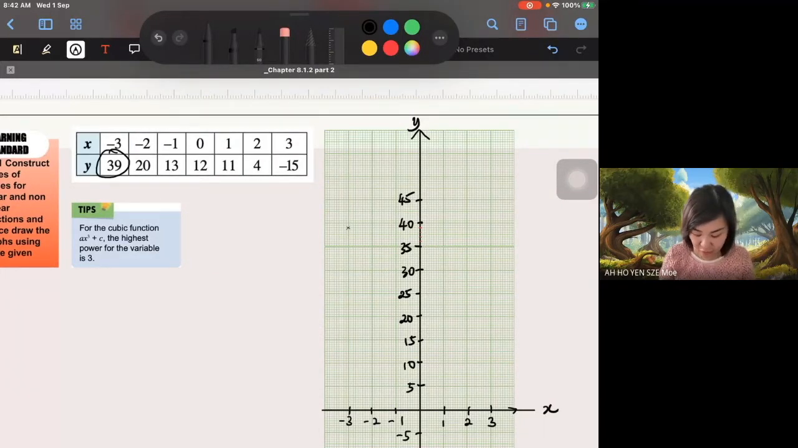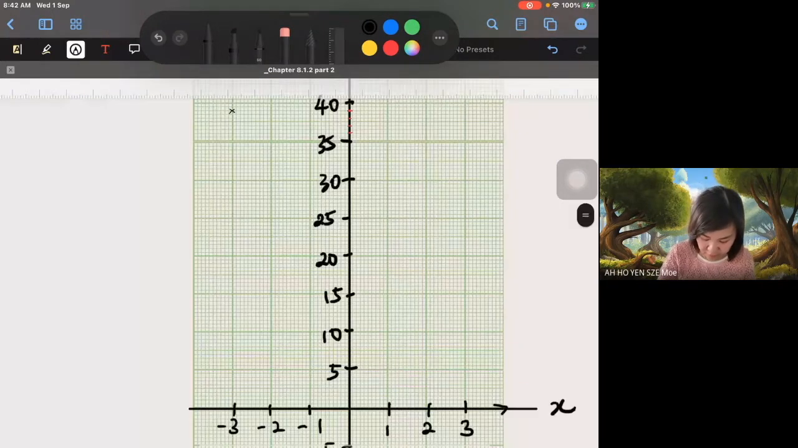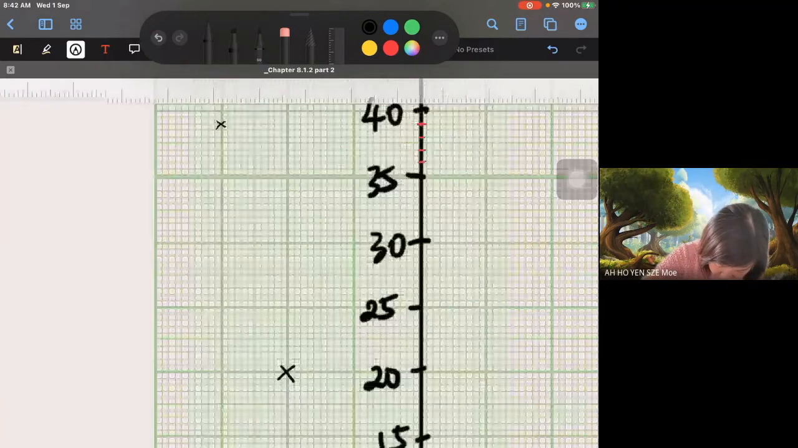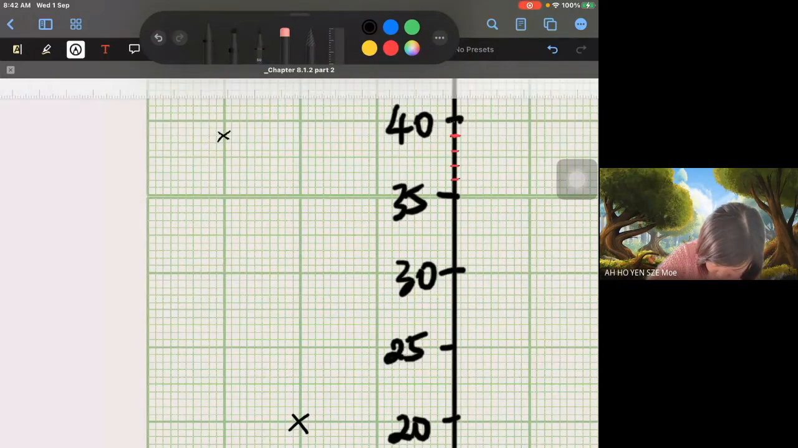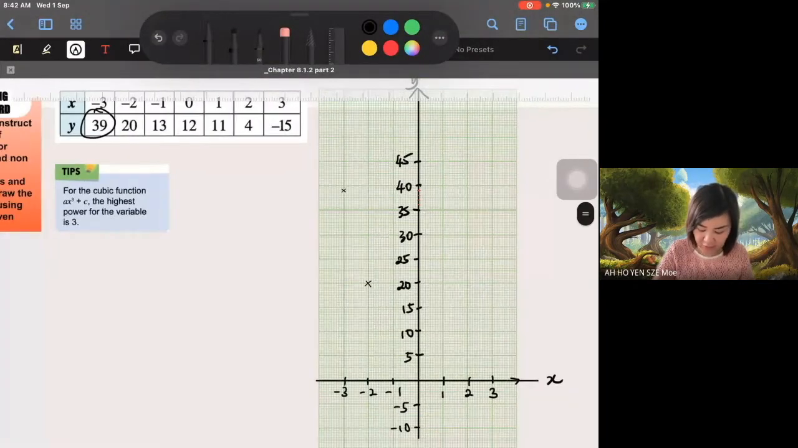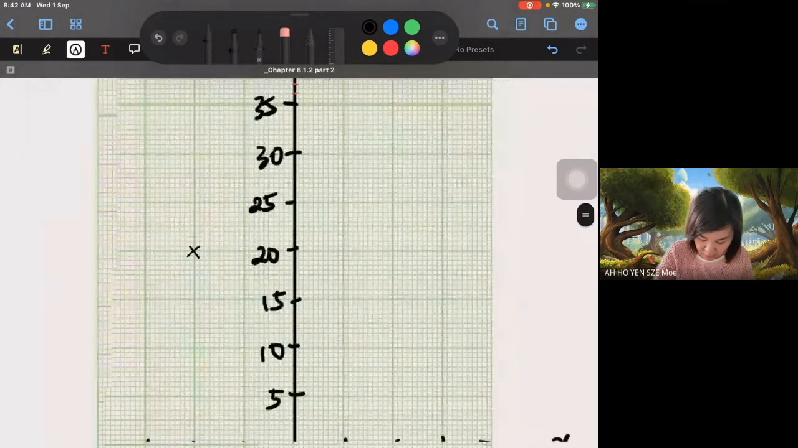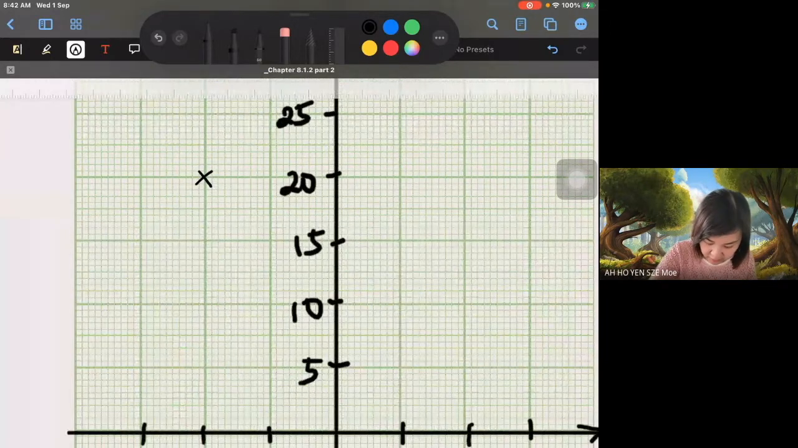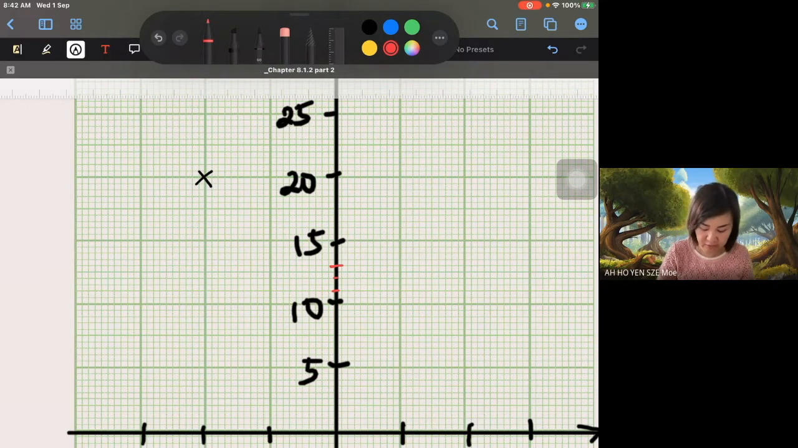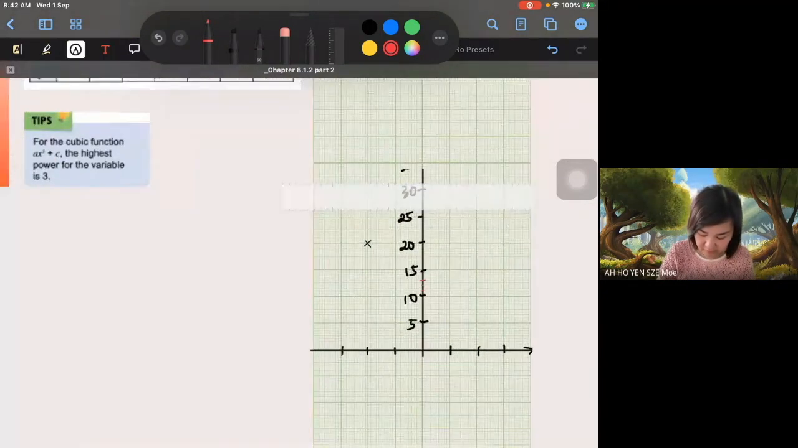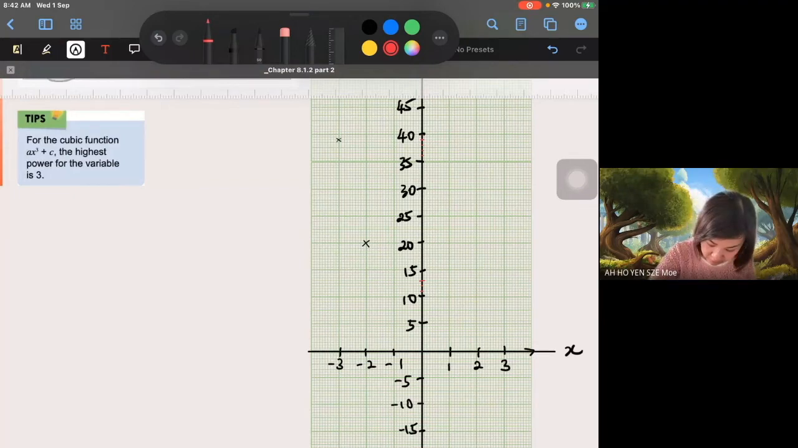The second one, negative 2 and 20. No problem, because 20 is direct here. Can you see? Make it bigger a bit so that you can see the cross. The next one, negative 1, 13. You have to look carefully. This is 10 here, then 2 boxes: 11, 12, 13 is here. So it's negative 1, 13. My point is here.